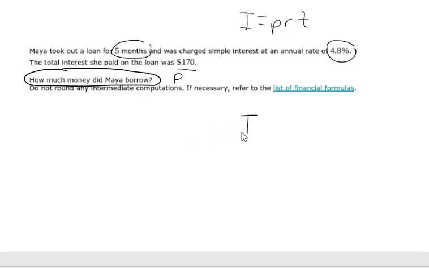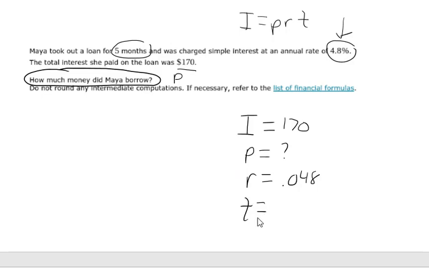So the I is 170. The P, we don't know. The rate is 0.048 because we're going to take this right here, get rid of the percent by dividing by 100. And then the time is 5 months. And remember, T in our formula is time in years. So if they give you the months, you have to write the time as 5 months out of 12 months because there's 12 total months in a year.